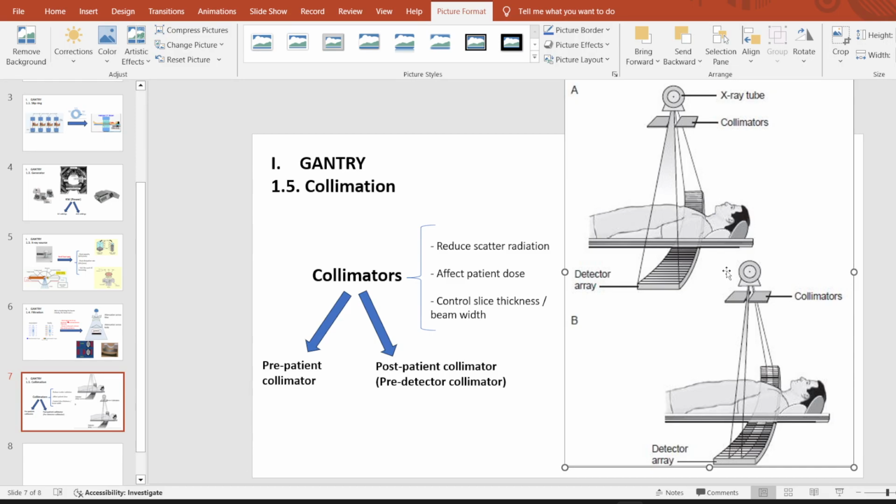When we go into detail about how the detector arrays of a CT system work, I will explain more about how we can change the beam width to get a variety of slice thicknesses, and how the pre-patient and post-patient collimators are used in different ways.